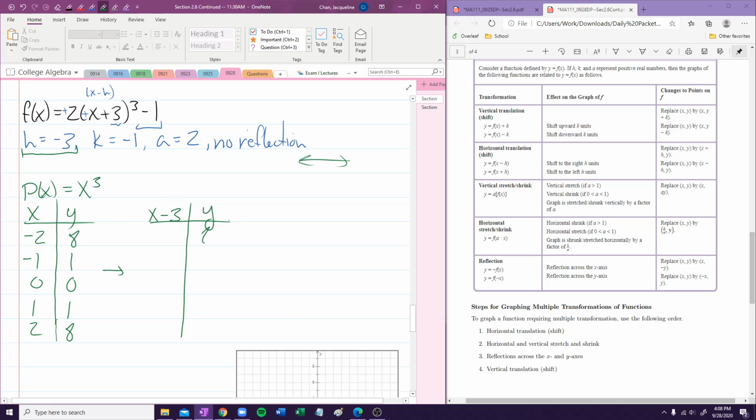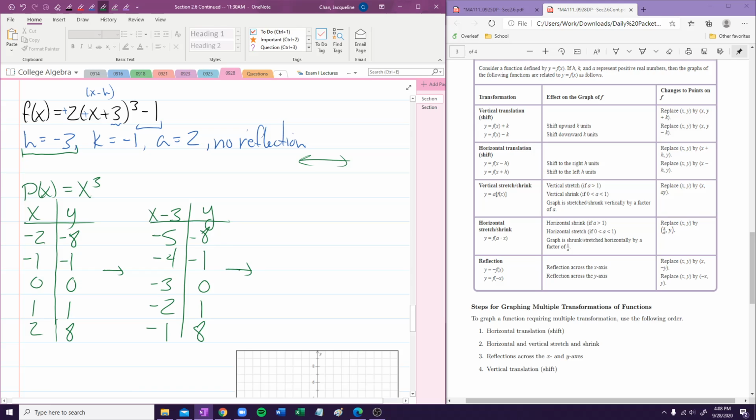So again, I'm going to do my x's first because that's easiest. Oops, so this is wrong. This is negative 8 and negative 1. Negative 2 minus 3 is negative 5, negative 4, negative 3, negative 2, and negative 1. Everything shifted over to the left 3.